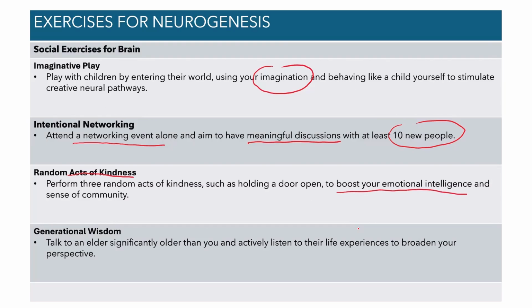The last one is generational wisdom. The next thing you can do is find a senior citizen and actively listen to their life experiences, because from those life experiences you will be able to learn and awaken a new path, new ways of seeing the life around you.